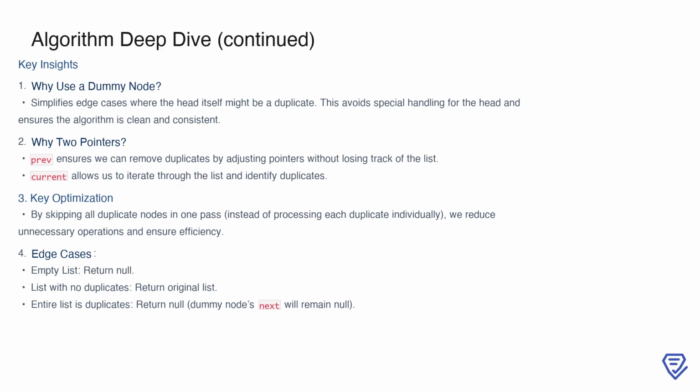This approach has several key insights. First, the use of a dummy node simplifies edge cases, particularly when the head of the list itself is a duplicate. This ensures the algorithm remains clean and avoids additional complexity in handling special cases. The use of two pointers, previous and current, is also crucial. The previous pointer allows us to remove duplicates by updating links in the list, while current lets us iterate through the nodes and identify duplicates. Additionally, the algorithm is optimized by skipping all duplicate nodes in one pass, rather than processing each duplicate node individually.